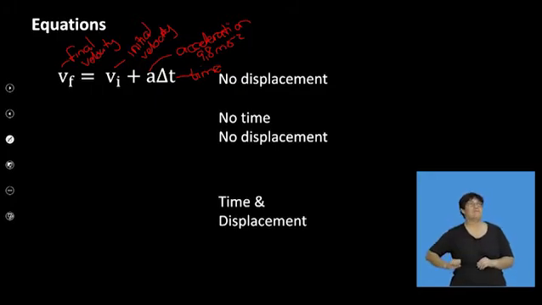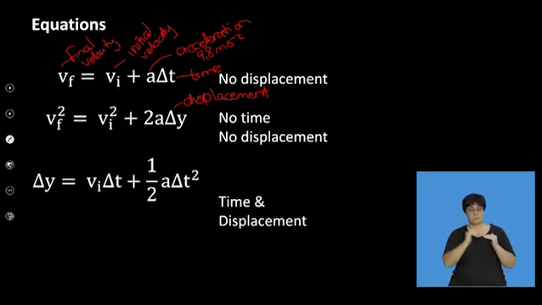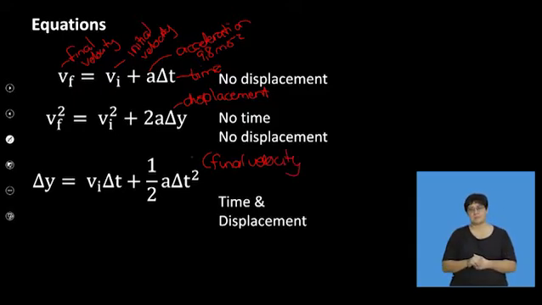So we don't know how far it went. The next one is Vf squared equals Vi squared plus 2a delta y. Delta y, of course, is displacement. And we use this equation when we're not given time. Then we've got the next equation, delta y equals Vi delta t plus a half a delta t squared. Here, we use this one when we don't have Vf. So if we're missing final velocity, we can use this equation.